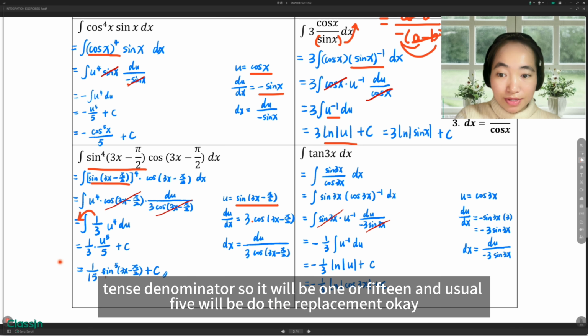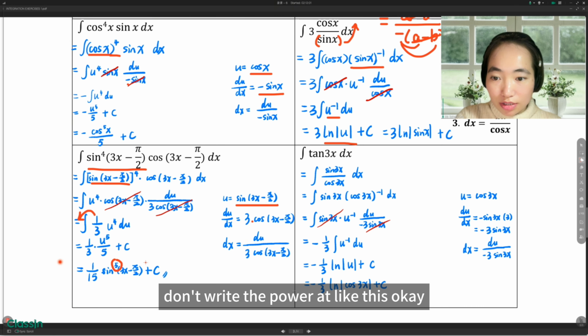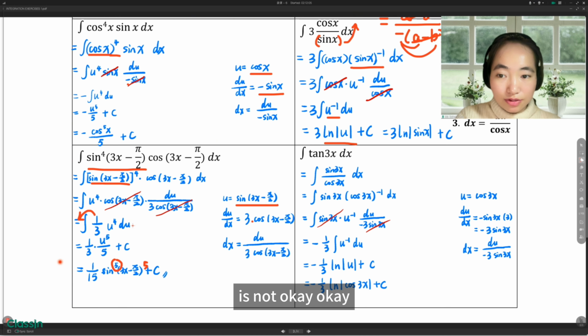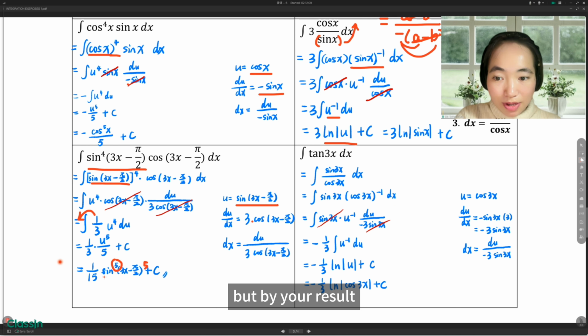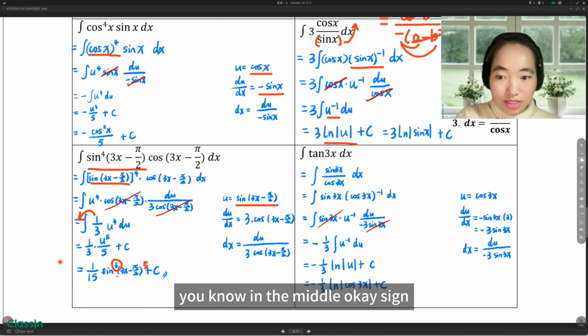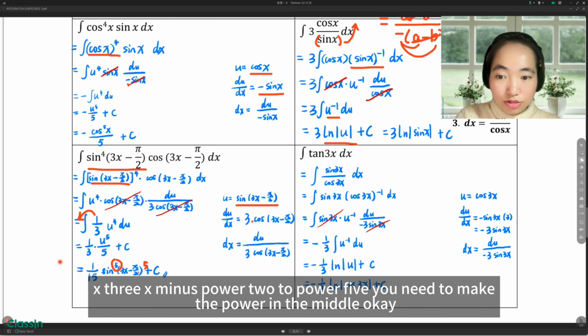And u to the power 5, do the replacement, okay? U equals this. And then in your final result, you should write the power here, okay? Don't write the power like this, okay? It's not okay. You can write this in the process, but your result should put the power in the middle. Okay, sine of 3x minus pi over 2, to the power 5. You need to make the power in the middle. Okay.